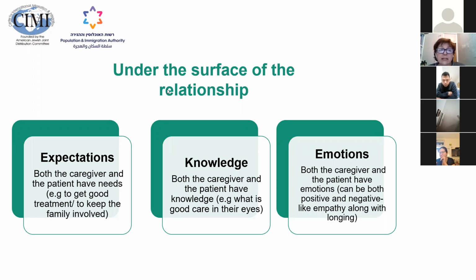Under the surface of a relationship, there are expectations, knowledge, and emotions, okay? The same. Both the caregiver and the patient have needs to get good treatment and to keep the family involved. And knowledge, both the caregiver and the patient have knowledge of what is good for the care in their eyes, right? And first of all, you gotta respect what the patient wants, not what the caregiver thinks he needs. And emotions, both the caregiver and the patient have emotions, can be positive, can be negative, empathy along with longing.